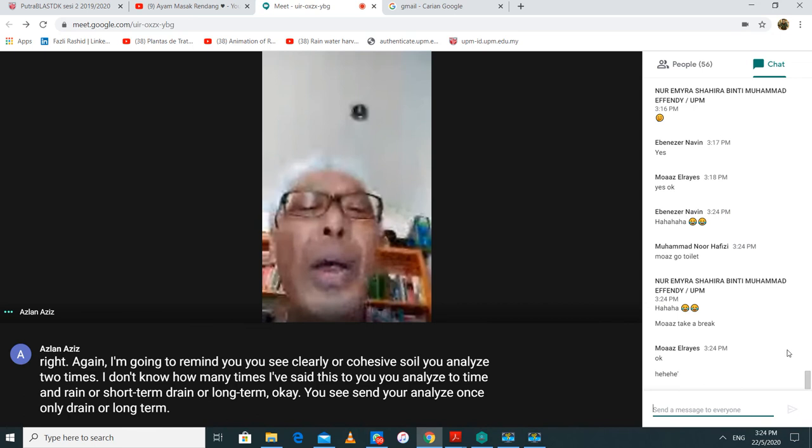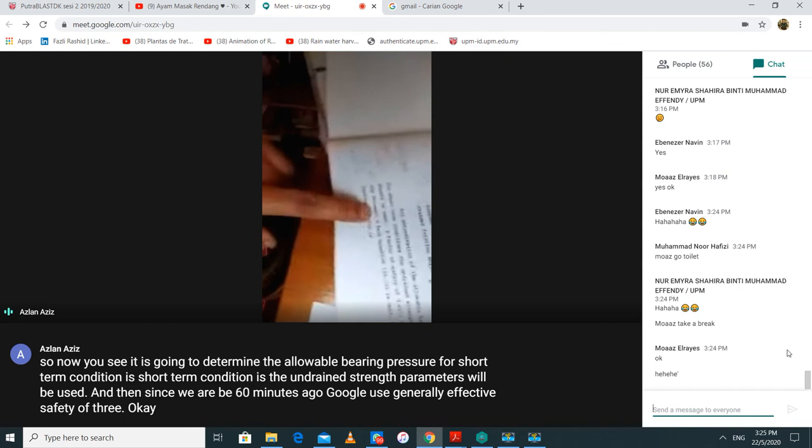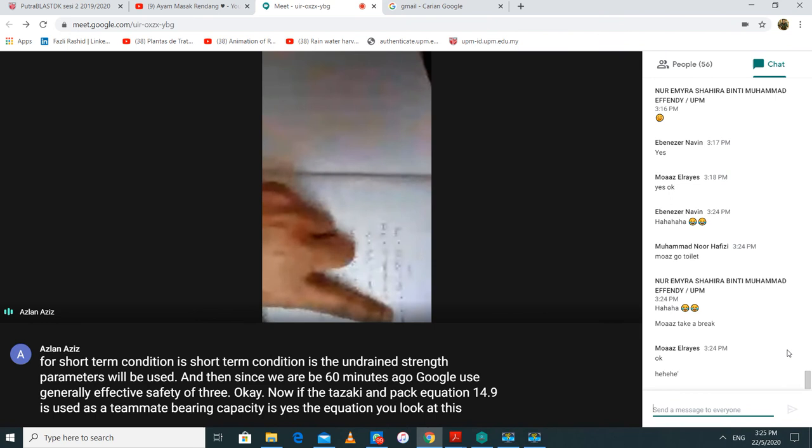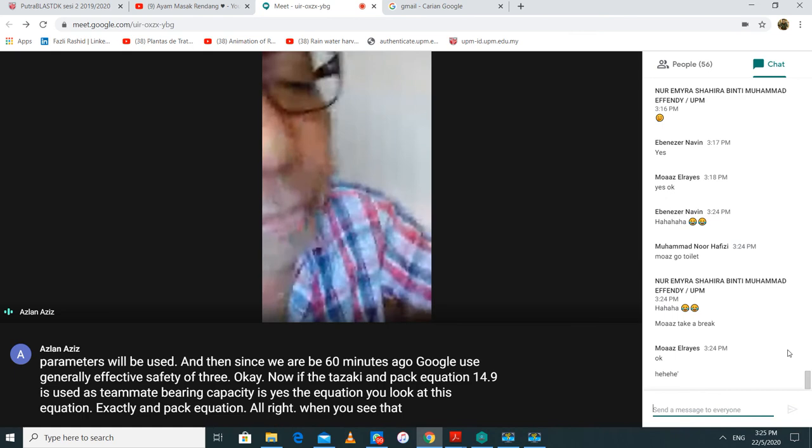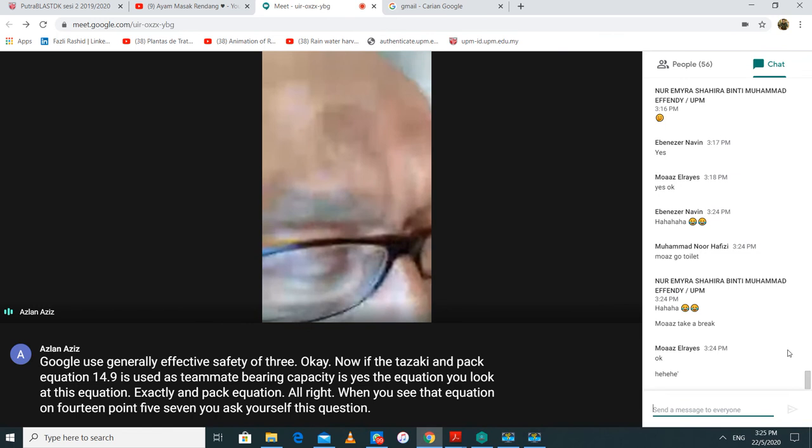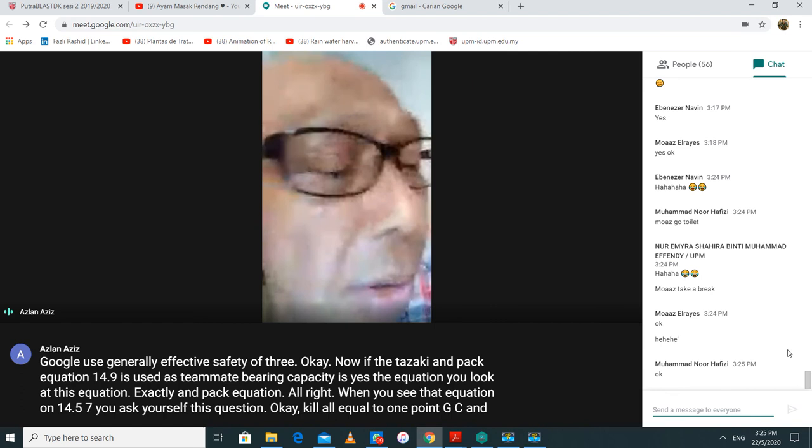All right, so now you are going to determine the allowable bearing pressure for short-term condition. The short-term condition is the undrained strength parameters will be used. And then, since we already said two minutes ago, we'll use generally a factor of safety of 3. Now, if the Terzaghi and Peck equation 14.9 is used, the ultimate bearing capacity is, you look at this equation, q_ult equals 1.3 c N_c plus q N_q plus 0.4 gamma B N_gamma.